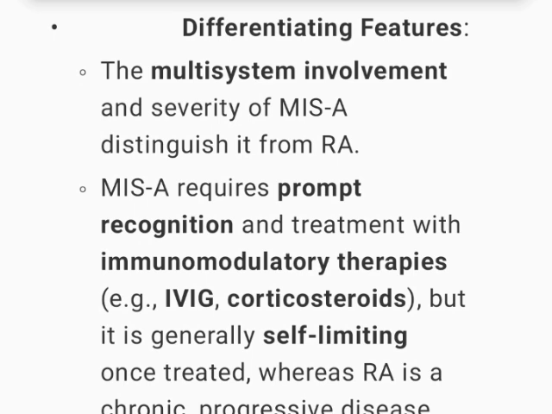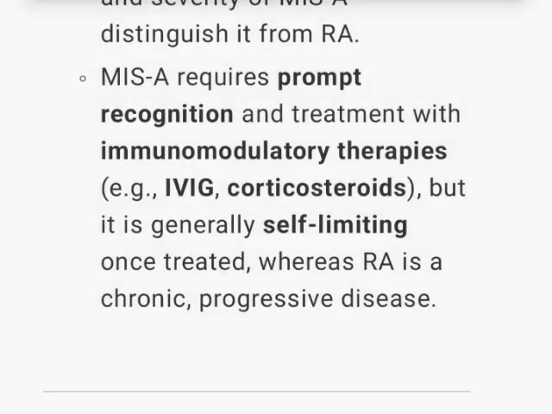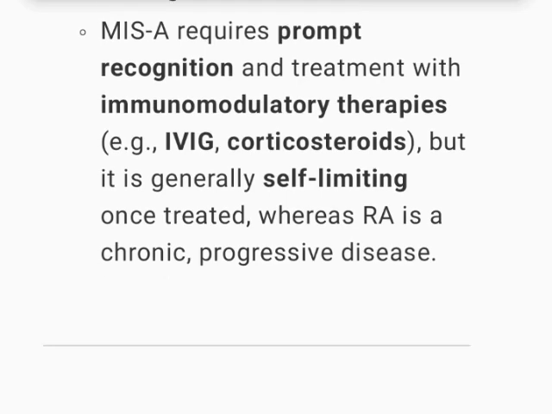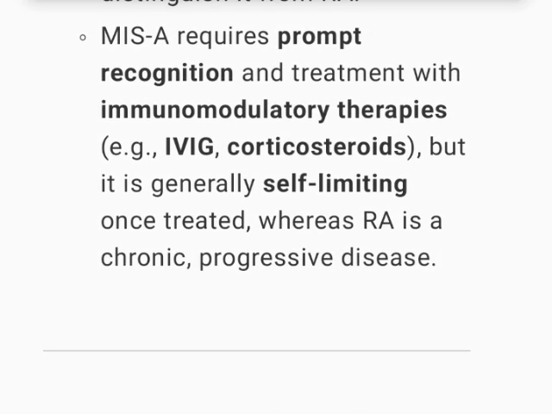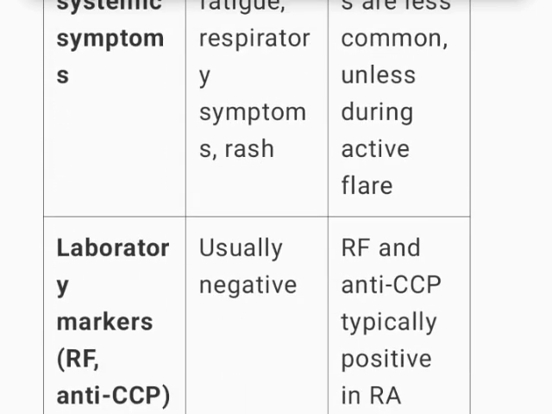Differentiating features. The multi-system involvement and severity of MIS-A distinguish it from RA. MIS-A requires prompt recognition and treatment with immunomodulatory therapies, e.g., IVIG, corticosteroids, but it is generally self-limiting once treated, whereas RA is a chronic, progressive disease.